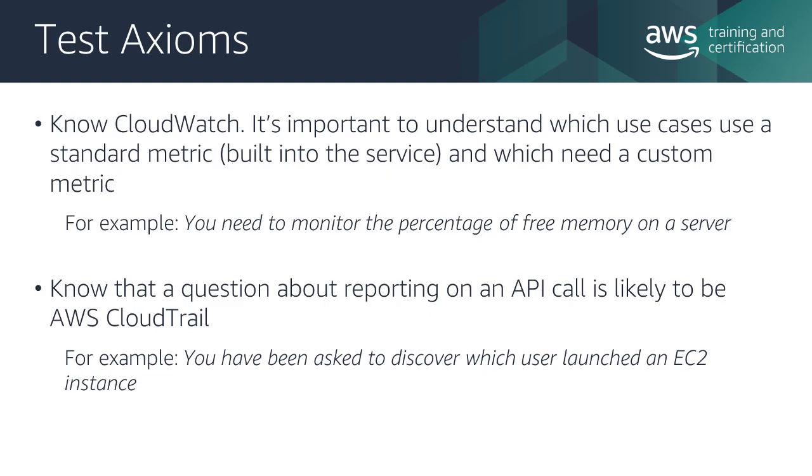Pulling it all together for this domain. You've got to know CloudWatch. This is the bread and butter when it comes to monitoring and metrics. Also, understand CloudTrail. Know which common metrics are native and which ones need to be produced custom. For example, custom, you've got to monitor the percentage of free memory on a server. As far as CloudTrail, you want to know who has launched an EC2 instance. These become the key questions when dealing with monitoring and metrics.